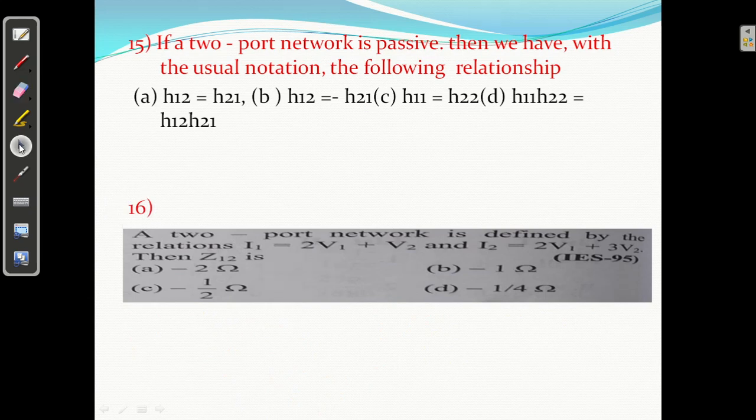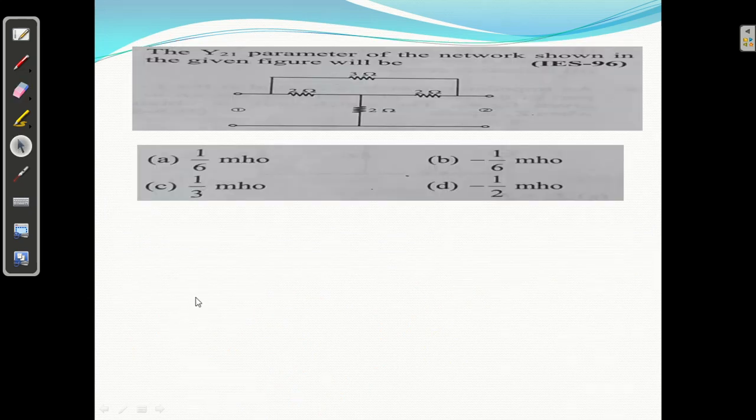Question number 17. The Y21 parameter of the network shown in figure. Okay. तो एक काम करता हूँ मैं पहले यहाँ पर एक I am going to draw I1. This is incoming current I1. This is incoming current I2. This is I3, I4, I5.